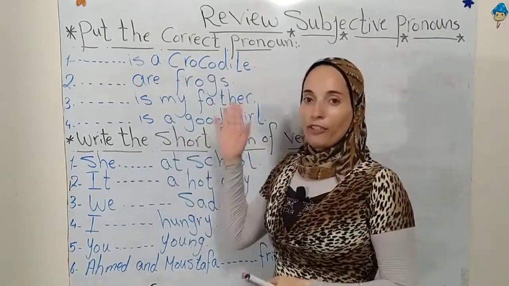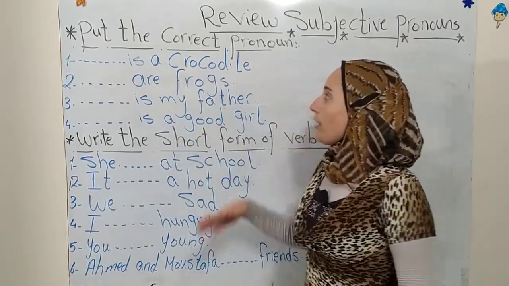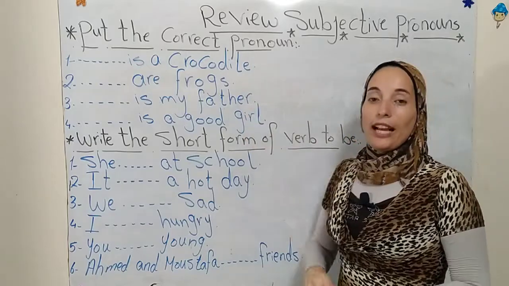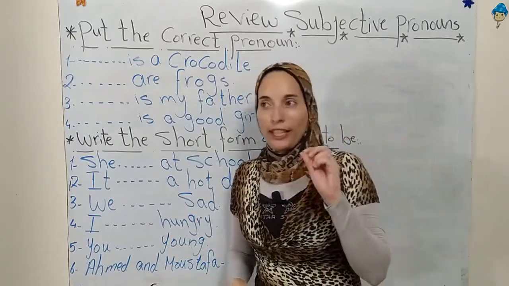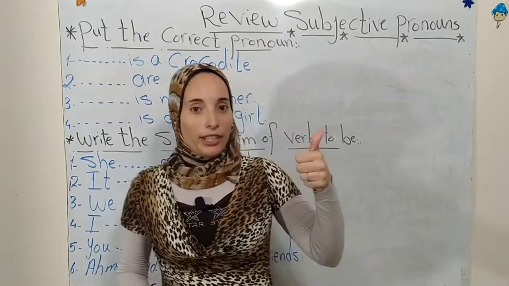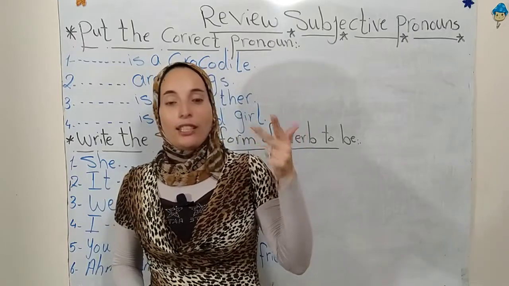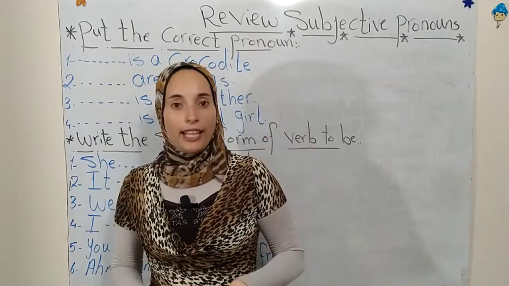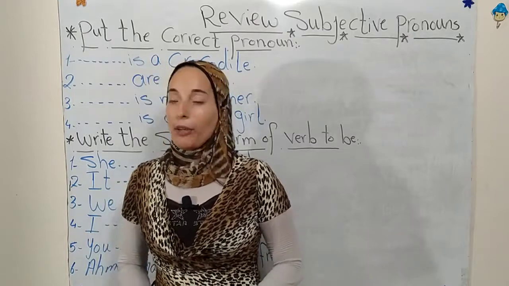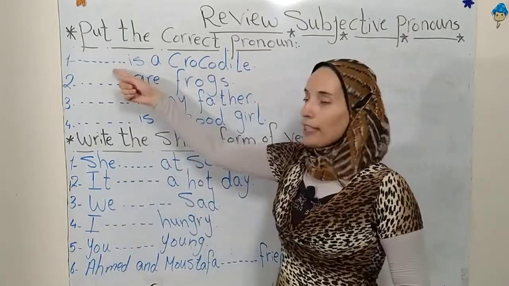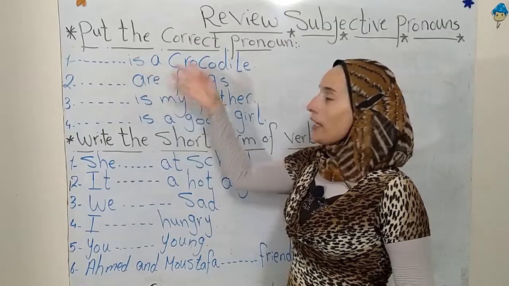So let's start the first exercise. In the first exercise I want you to put the correct pronoun. عايزاك تحط لي الضمير المظبوط. هي ايه الضمائر كده نفتكر مع بعض؟ I, he, she, it, we, they and you. تمام، حلو قوي. Number 1, space, is a crocodile.